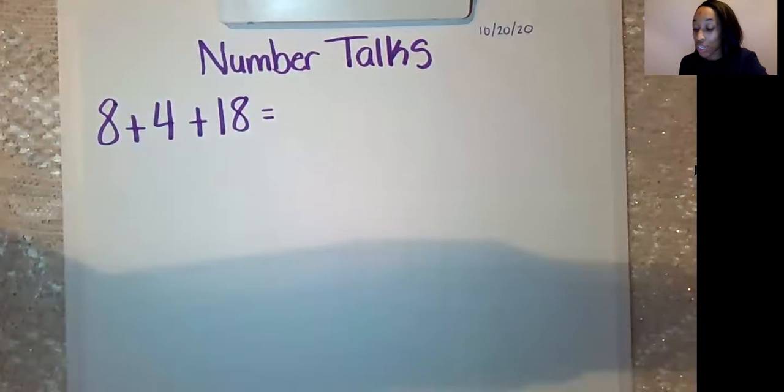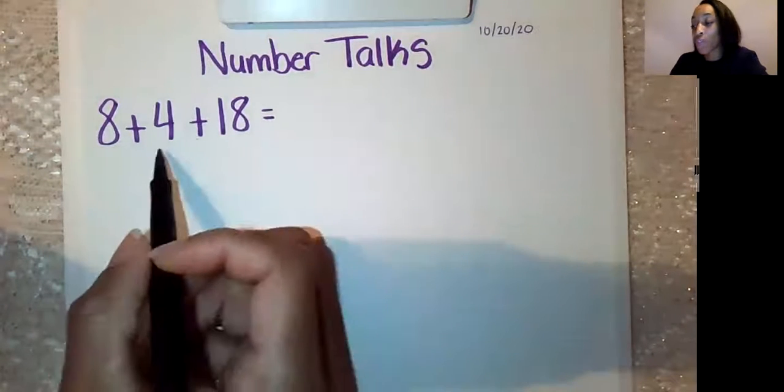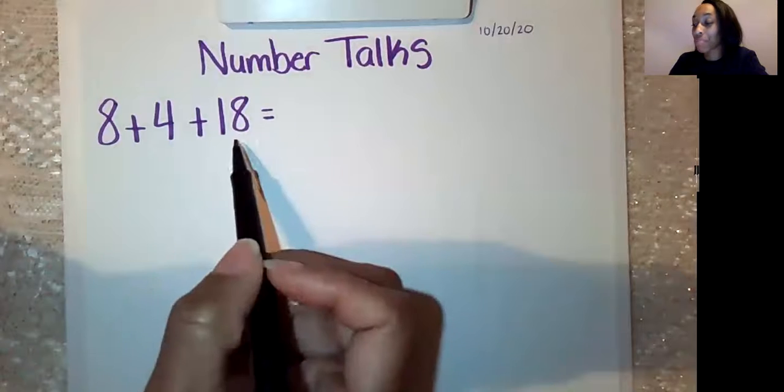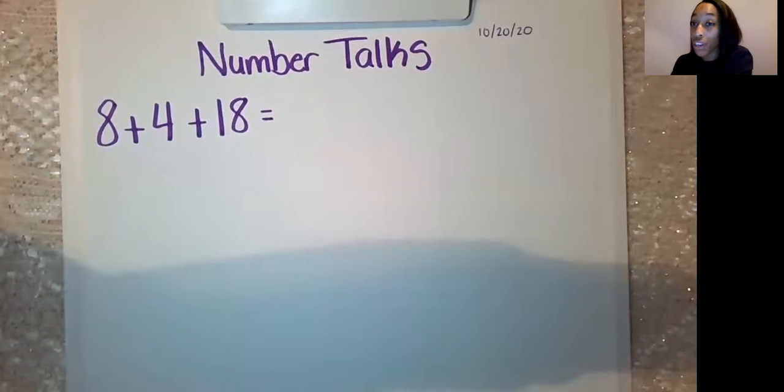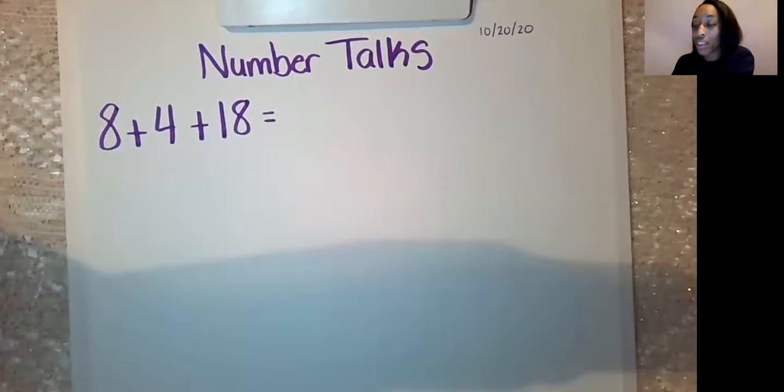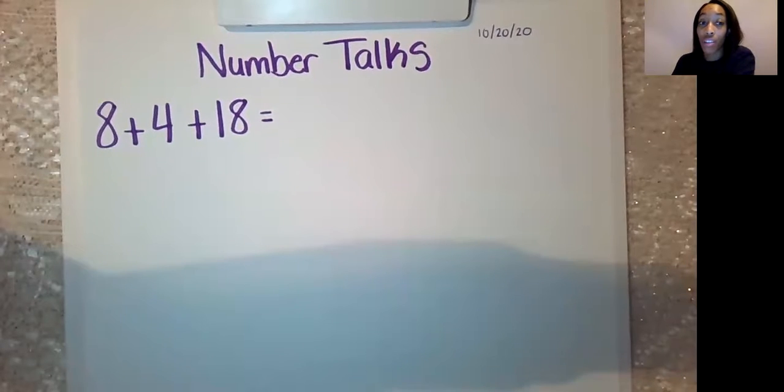Looking at this equation, 8 plus 4 plus 18, what strategies are you thinking of right now that came to mind? Put them on your chest. How many are you thinking of? Good. And you can share with a partner or a family member what your strategies are to solve this.